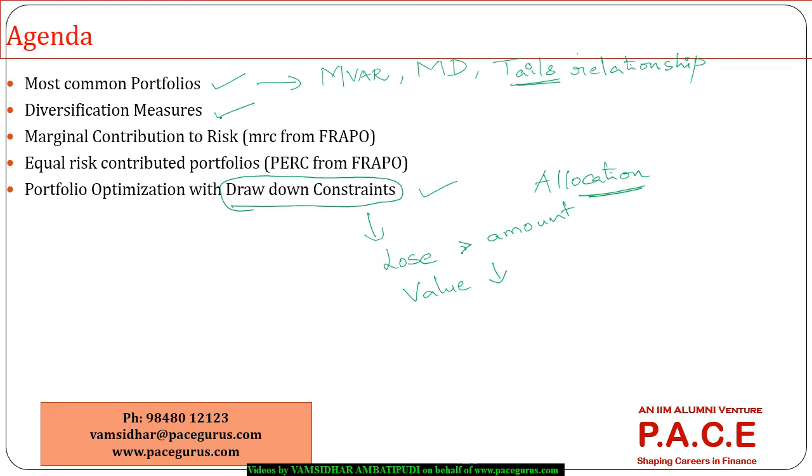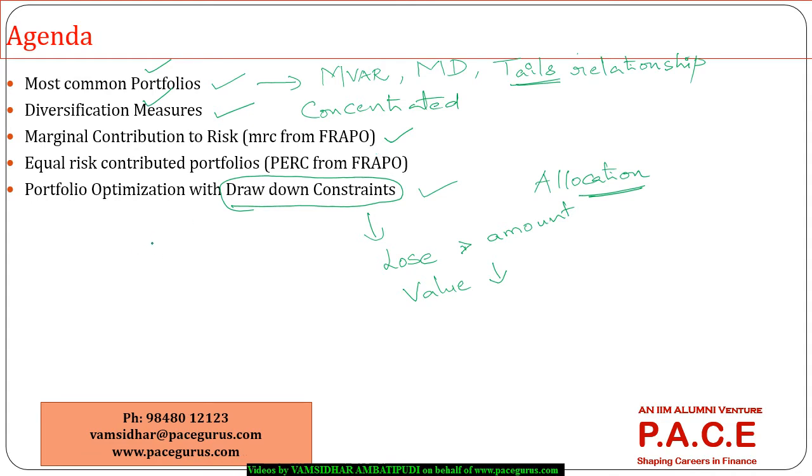And how do I really measure the diversification? How diversified is my portfolio? Or how concentrated is my portfolio? So we have a few measures which talk about the diversification aspect of the portfolio. So once we build a few common portfolios, then we will look at how to evaluate the diversification aspect of that portfolio by looking at the diversification measures. Then this is a very important point, the marginal contribution to risk.